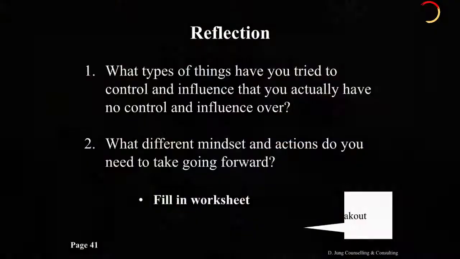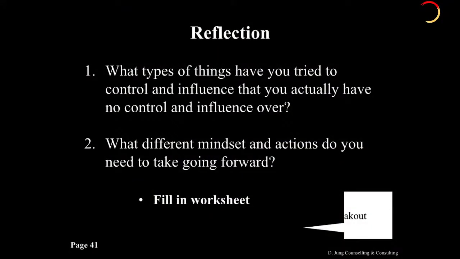Okay, so what types of things have you tried to control and influence that you actually have no influence or control over? Too many things. Just write down one or two things. Actually, write down one thing that you tried to control or influence that you actually have no control or influence over. And you guys are doing good work here. We're almost at the end.